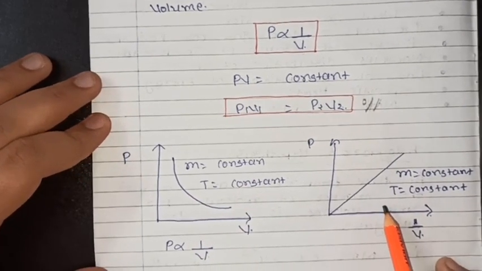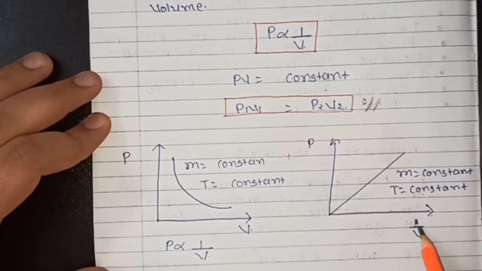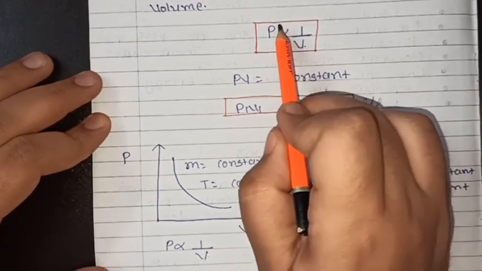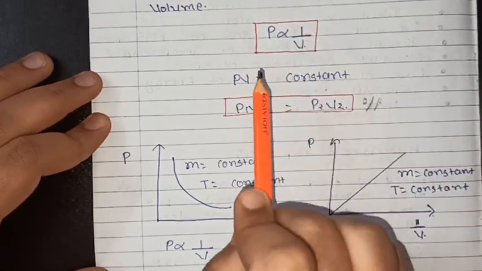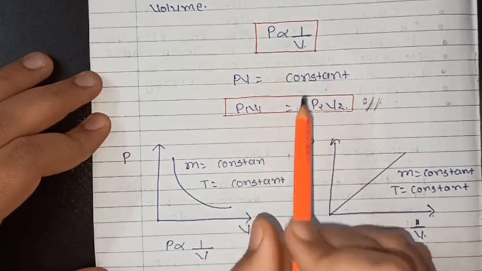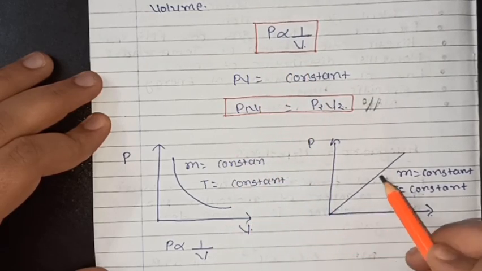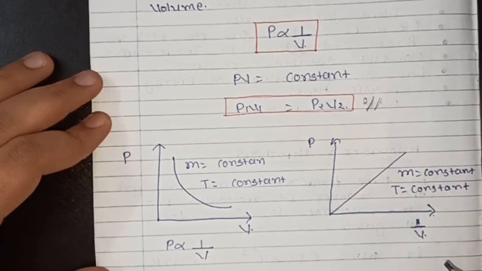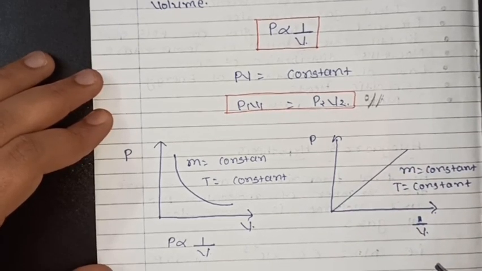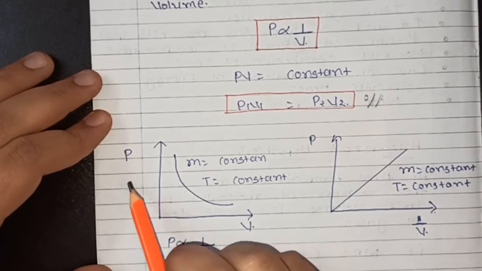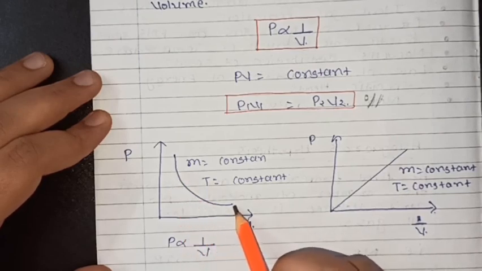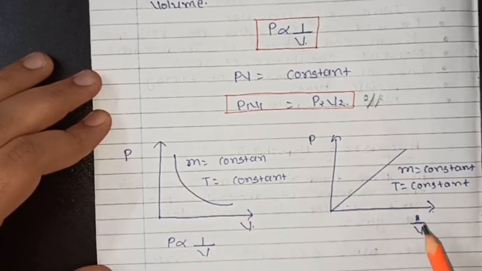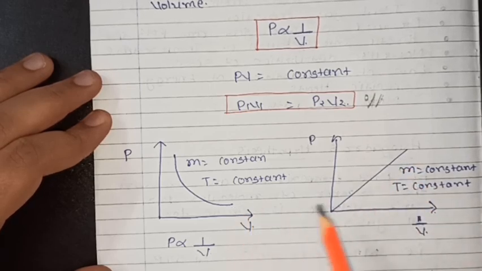The second graph is of pressure versus 1/V. Here from this we can say pressure is directly proportional to 1/V. Whenever two quantities are directly proportional, the graph between them will be a straight line. So while choosing the option, always check the quantities on the axis. If it is P versus V, then it will be a hyperbola, but if it is P versus 1/V, then it will be a straight line. In both the cases, mass and temperature are constant.